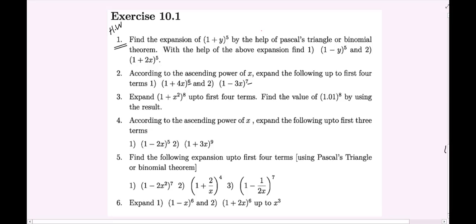In problem 3, we have: expand (1 + x^2)^8 up to the first 4 terms. Find the value of (1.01)^8 by using the result. So the first part we have done before, but the second part we have not done before. So I will solve this problem for you. So let's go and solve problem number 3.